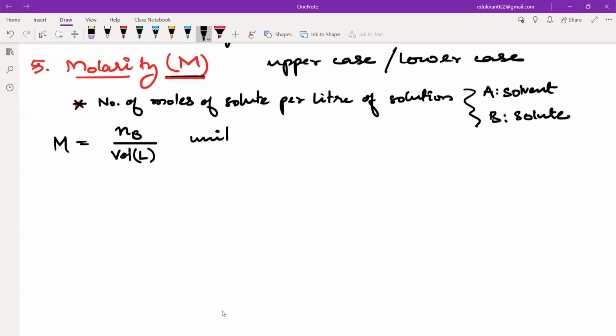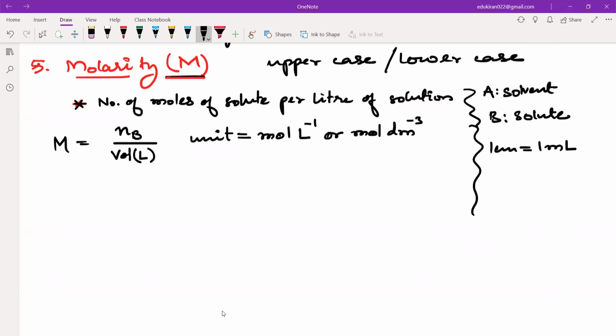The unit for this case will be: number of moles in terms of mole, volume in liter, so that will be liter inverse, right? Or mole per dm cube. So 1 dm cube is also equal to how much? 1 dm cube is also equal to 1 liter. A few more things that you have to know: remember this properly. 1 centimeter cube is equal to 1 ml. Also remember this conversion factor.